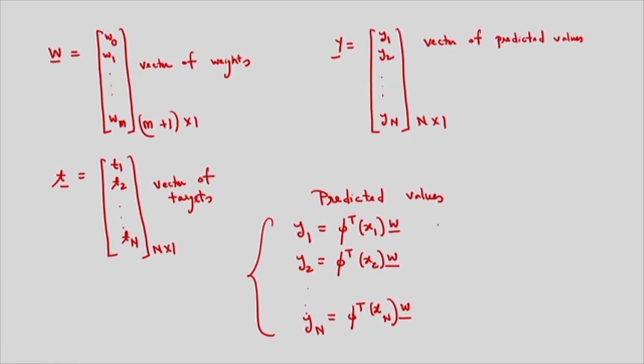So what is the objective? The objective is to learn the m plus 1 number of weights. That is the objective. So you can see how to get the predicted value in terms of the basis functions. The linear combination of these basis functions gives the predicted value for each of the samples.